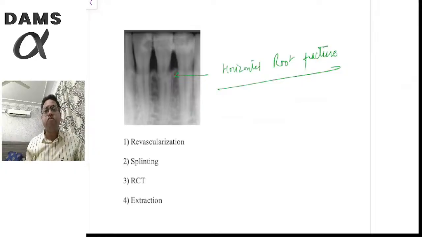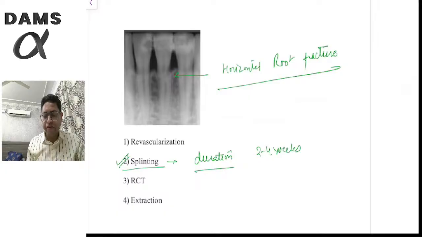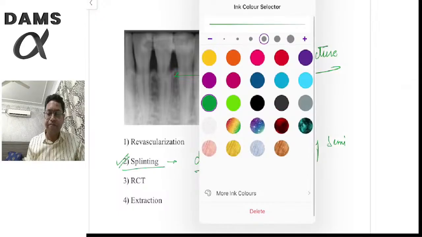What is the first step? If we encounter a case of horizontal root fracture and we want to save such a tooth, the first step would always be stabilization, splinting of the tooth. And what would be the duration of splinting for root fractures? It would be 2 to 4 weeks of semi-rigid splinting.